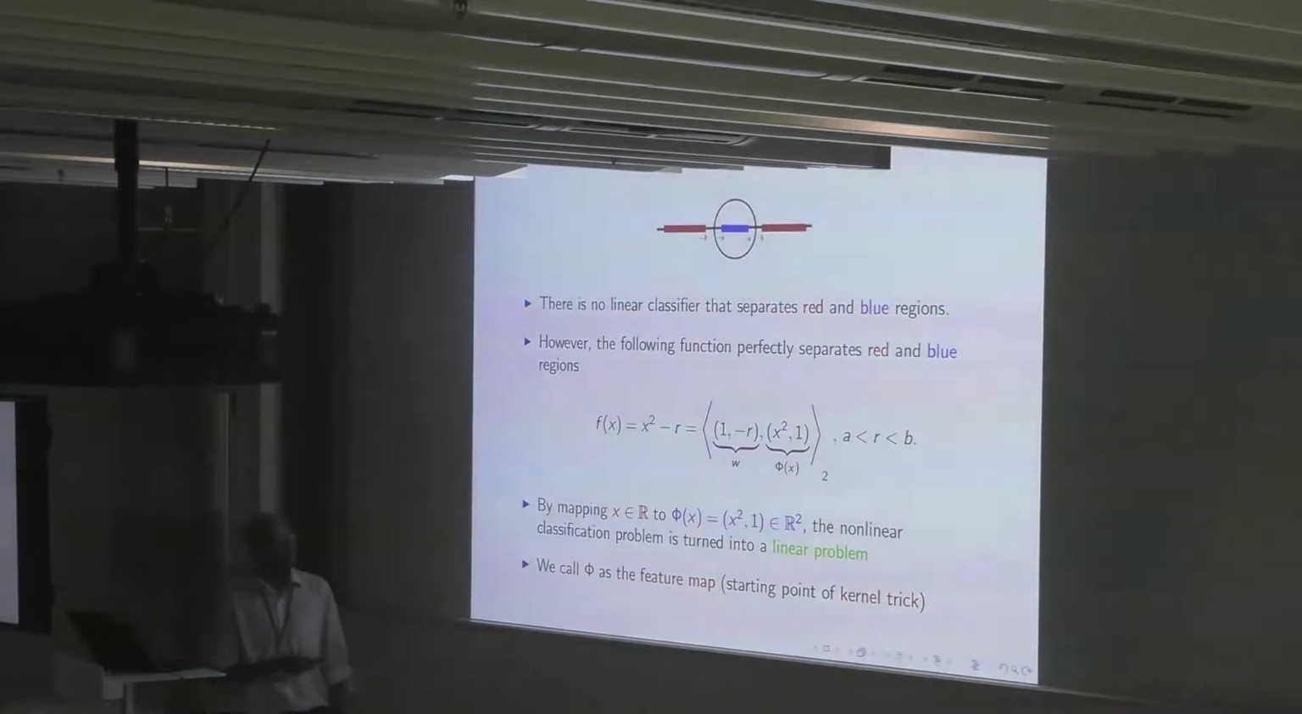We call this phi of x a feature map. We'll get more details later, but this is essentially the idea of the kernel trick that you probably would have learned. You just take the data, transform it into phi of x, and hopefully the data becomes linear. Then you just use your favorite linear classifier.